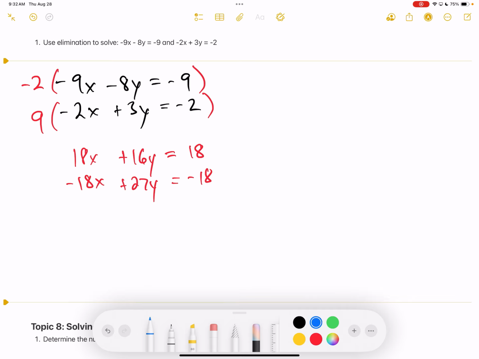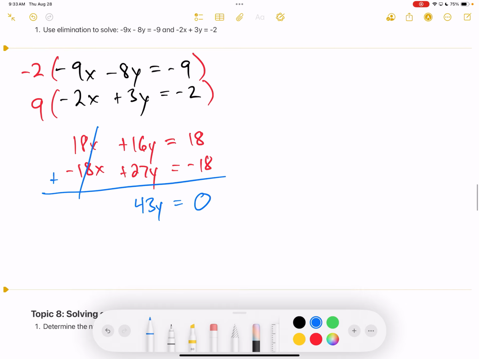So when I add these up, 18x minus 18x cancel out. 16 plus 27 is 43. 18 minus 18 is 0. That is fine. 0 is a number. Like, that does not mess with anything. So when we divide by 43, 0 divided by anything is 0. That's fine. It's okay to get 0.